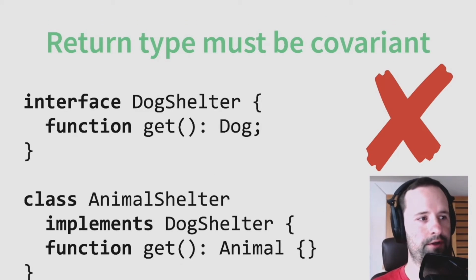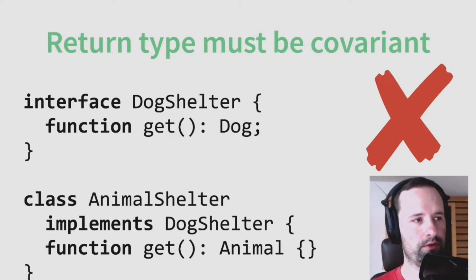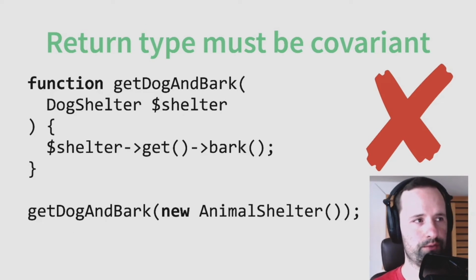On the other hand, return types work the other way. So the return type in the implemented overridden method must be the same or more specific. It must be covariant. So when we are returning a dog in the interface, we cannot return an animal in the implementation, because when we try to use a DogShelter, all the implementations should return something that barks. They should return a dog. But there's a risk that AnimalShelter contains other animals, for example cats, and cat doesn't bark, so the AnimalShelter implementation is incorrect.